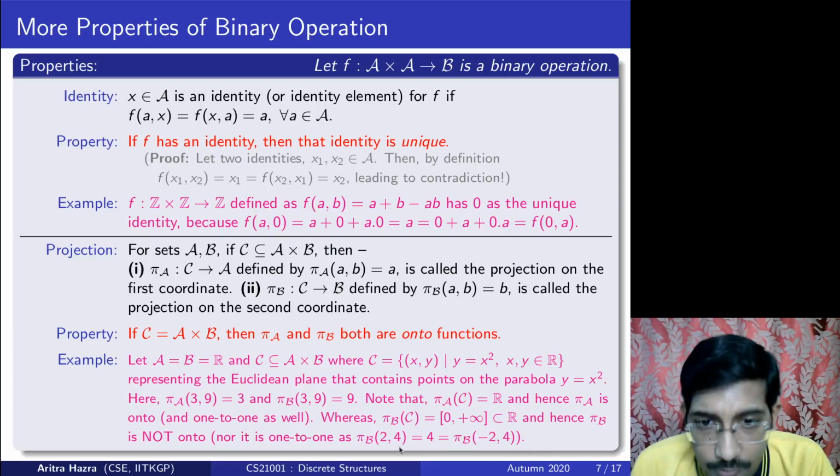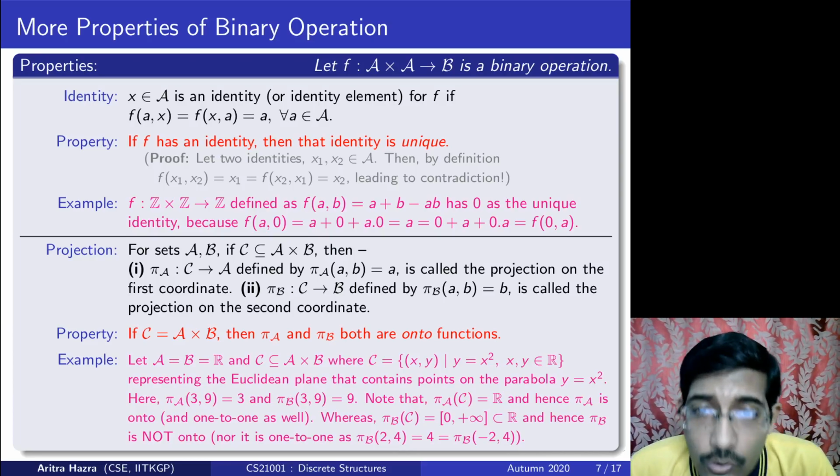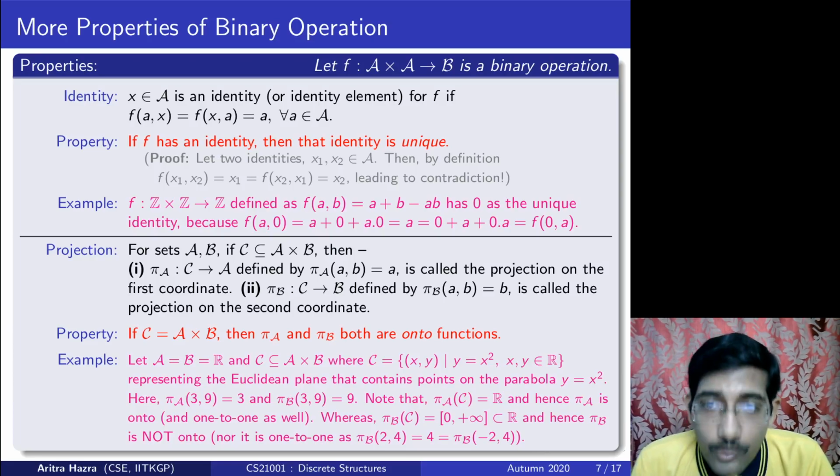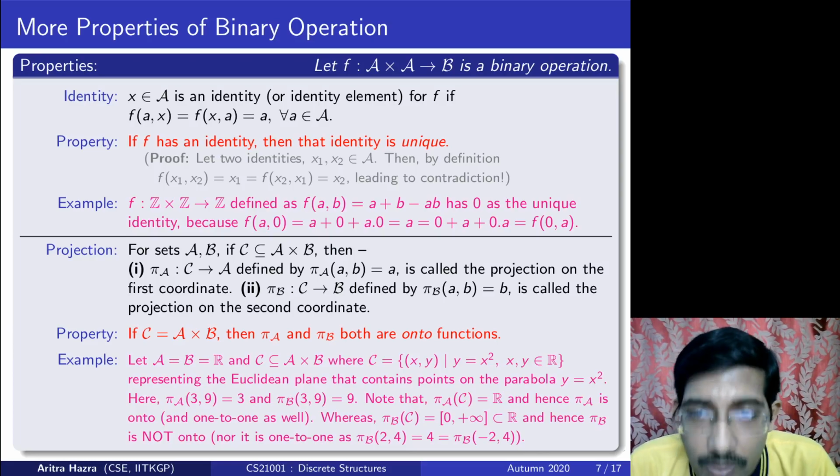So it could be the case that the projection operation can keep the onto behavior of a function, or the one-to-one behavior of a function. It could destroy them also. We have seen both the cases by this example.